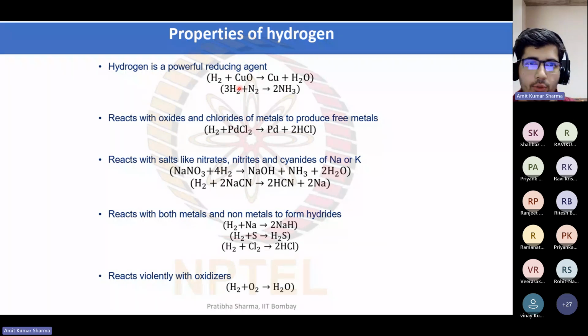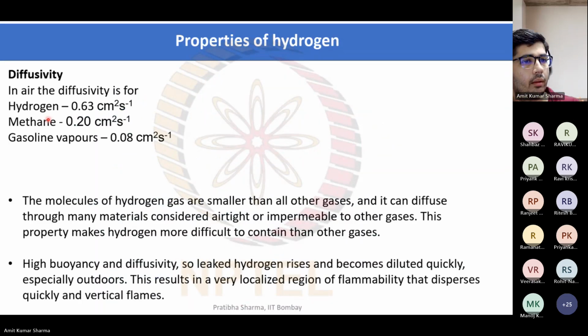Hydrogen is a powerful reducing agent. It can react with copper oxide: H2 plus copper oxide gives copper plus H2O. It reacts with oxides and chlorides, with salts like nitrates, and with both metals and non-metals to form hydrides. Since it reacts with metals, it can be used for storage also. In cleaning, hydrogen reacts with sulfur making H2S, so if your gas has some sulfur compound, hydrogen is also used for cleaning. It reacts violently with oxidizers.